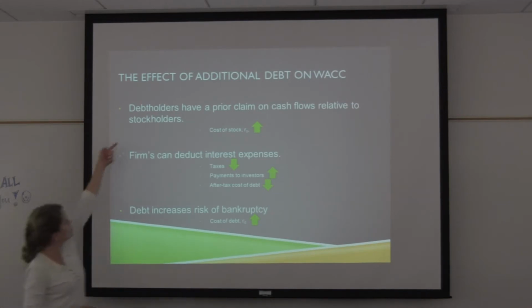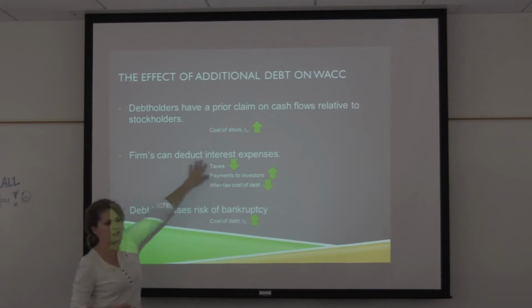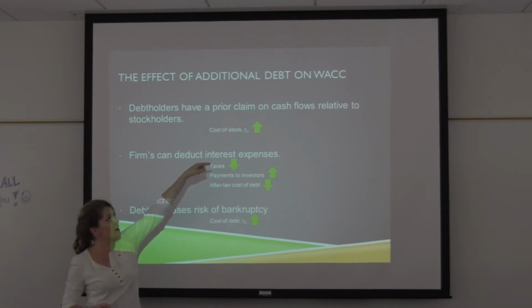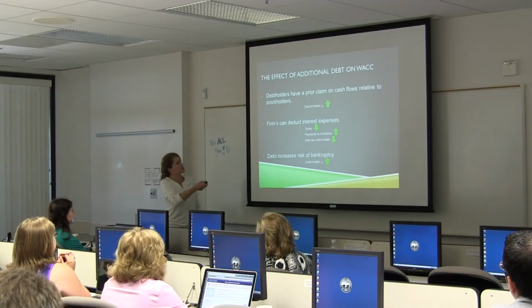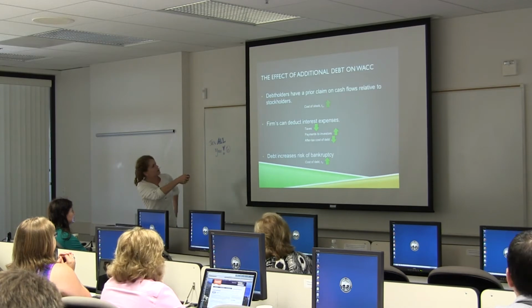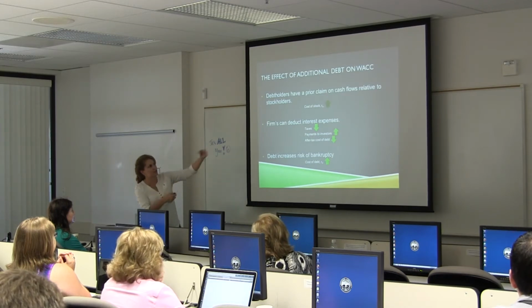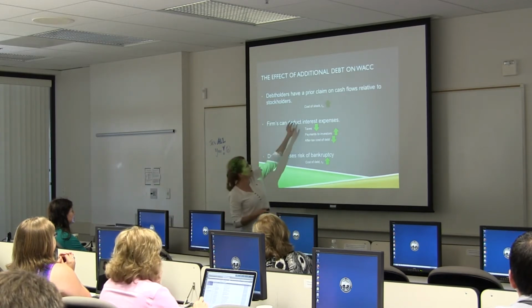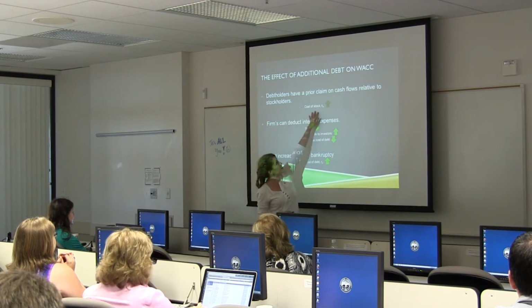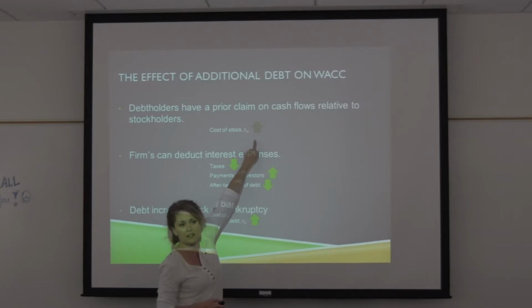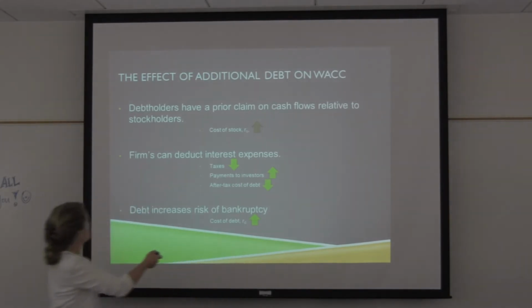So I still have my major points here. I want to talk about the debt holders. I want to talk about how you deduct the interest rates and how these different areas, in fact, affect the WACC. But I've created this slide with bullet points, and I put these little arrows in to remind me that, okay, I want to talk about how it affects the cost of the stock and how it increases the number to the weighted average cost of capital.